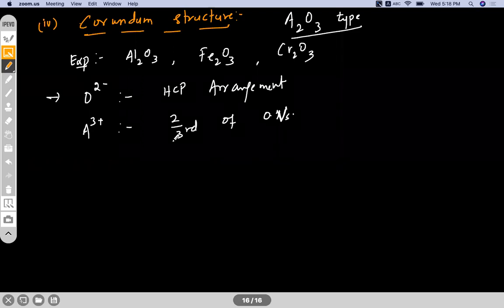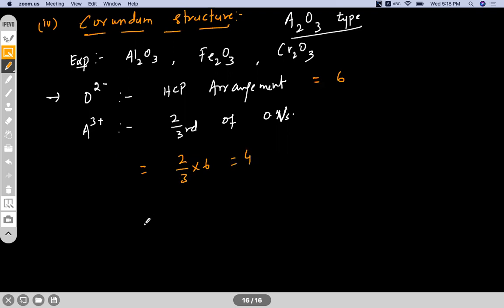HCP arrangement. What is the rank of this? Is it 6, right? Yes, sir. So oxygen is 6 and 2/3 of these OVs. We know the number of OVs is nothing but the rank of the crystal unit cell. So total number of OVs are also 6. Total number of TVs are 6 into 2, 12. So here we have 6 OVs. Out of 6, 2/3 is occupied. So 2/3 into 6, that is 4. Right? So we have A4O6, that is A2O3 type structure. Clear?